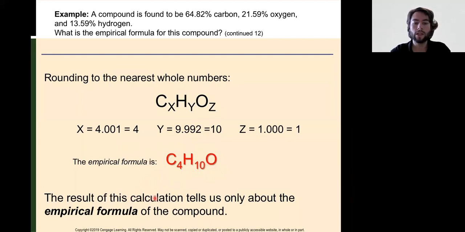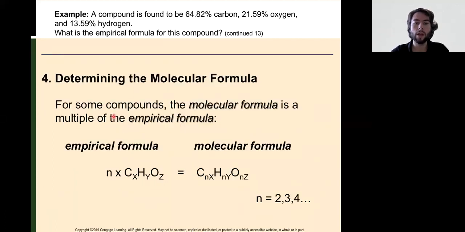The result of this calculation tells us only about the empirical formula of the compound, not the molecular formula that we want. So we've answered the first part of the question, but we still need to answer the second part, determining the molecular formula. For some compounds, the molecular formula is a multiple of the empirical formula. The empirical formula is here, and the molecular formula is here. So the empirical formula is multiplied by some value n, which is also equal to the multiplication factor of the subscripts here. So n is equal to 2, 3, 4, etc. It's always got to be an integer.